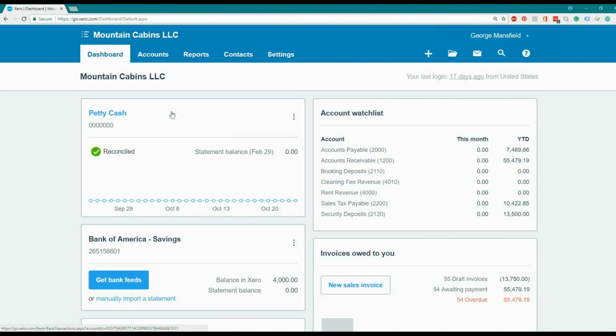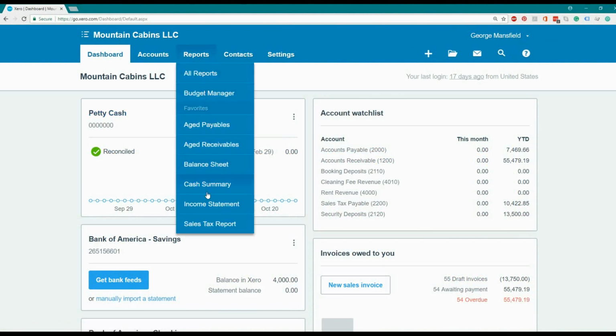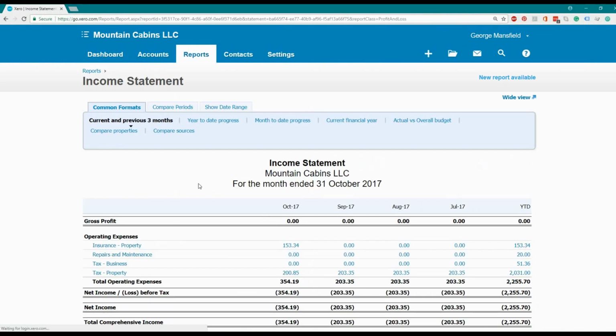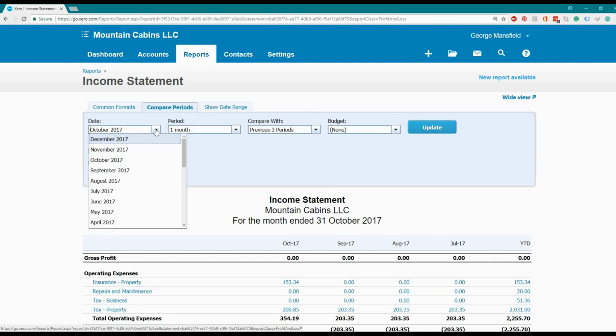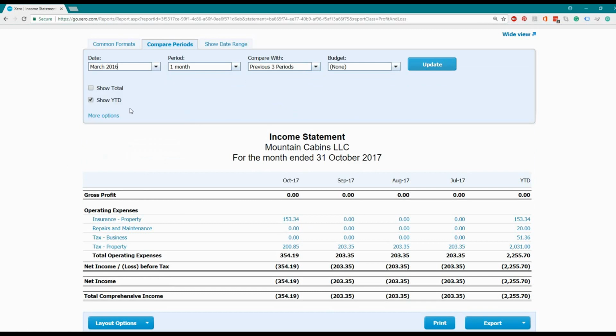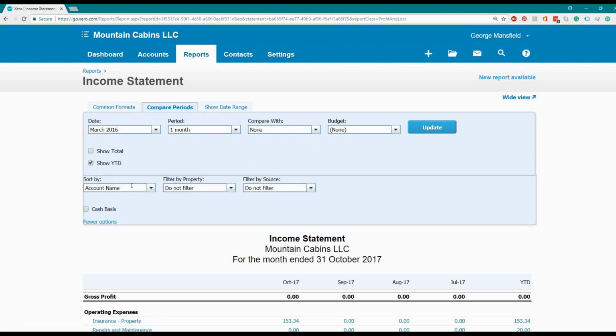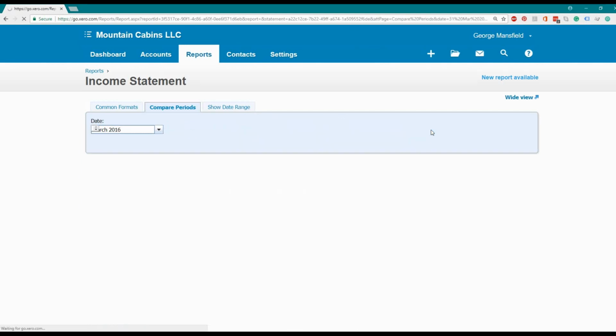If you don't have your income statement pulled up yet, go ahead and go to Reports and select Income Statement. Again, for this business, we're going to go to Compare Periods, and I'm going to select March of 2016. You can select whatever time period you would like to view for your business. Right now, we're not going to compare any periods. And once again, I'd like to sort this by account code, and we covered those in the previous video. So let's pull that up by clicking Update.